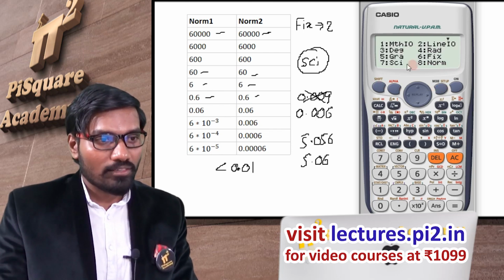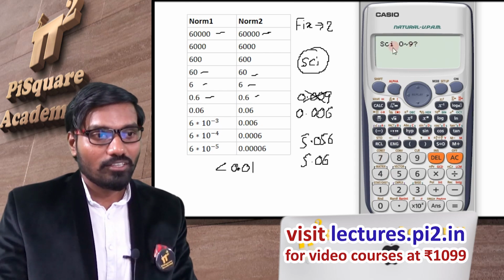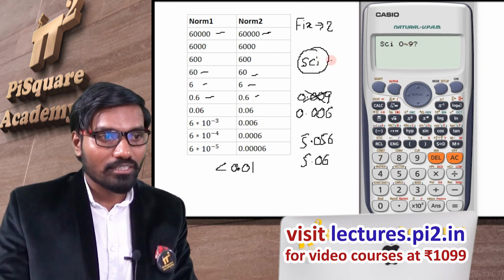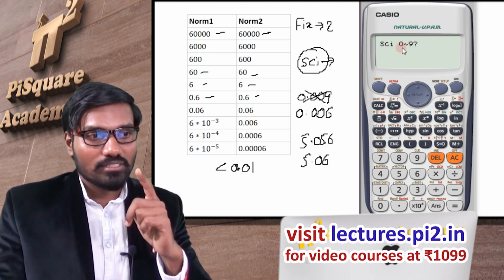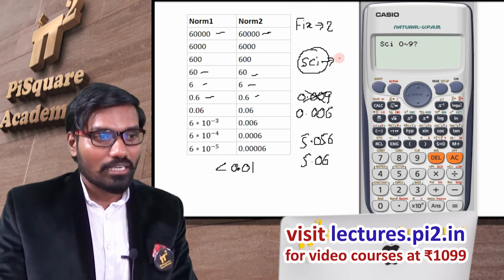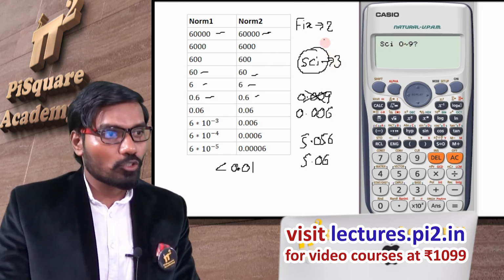Now let's go to another mode, that is SCI mode. That's scientific mode. Again, scientific mode. This scientific means, as I said, into 10 power something. Now 2, scientific mode 2, 3, anything. Let me change it to 3. Let me put it to 3. Or maybe 2, let's keep it 2.